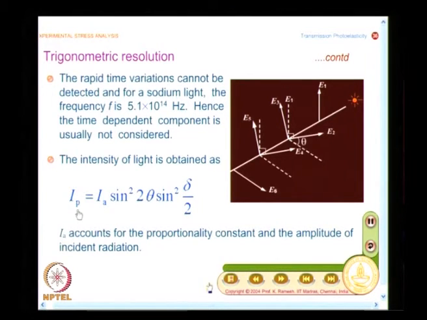So, now we have to investigate when this intensity expression goes to 0. It can happen for two cases. I can have a situation where sin square delta by 2 goes to 0. Those contours correspond to sigma 1 minus sigma 2, and they are called isochromatics. You can have another possibility where theta goes to 0.